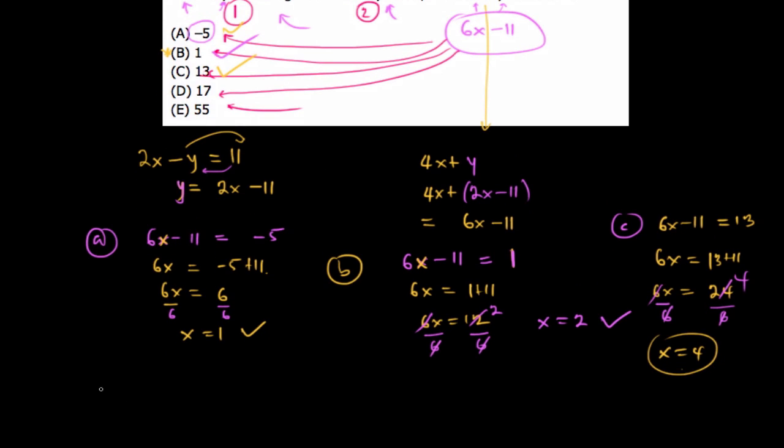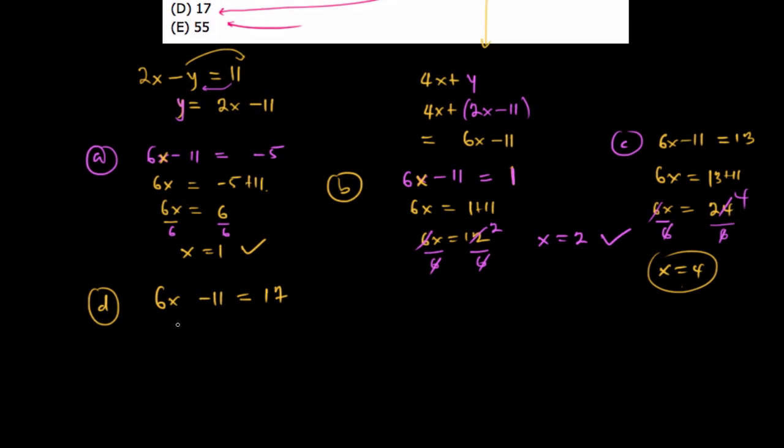So let's go to D. So the D part, when 6x negative 11 equals 17, I want to solve for x here. So to solve for x, like we did, you have 6x equals 17 plus 11. So you have 6x equals 28. So to solve for x, you divide both sides by 6. So what you obtain is x equals 28 over 6. So what you observe here is 2 goes into 6 three times, and 2 goes into 28 fourteen times. So your x here equals 14 over 3.